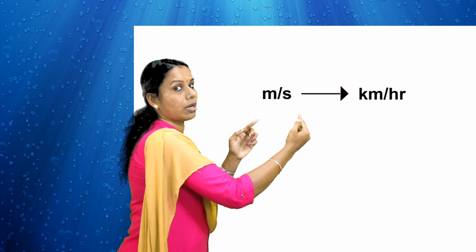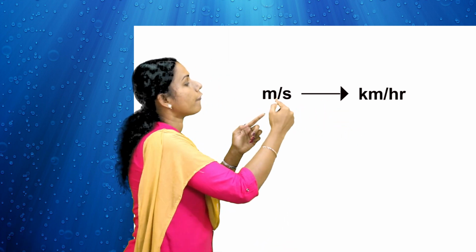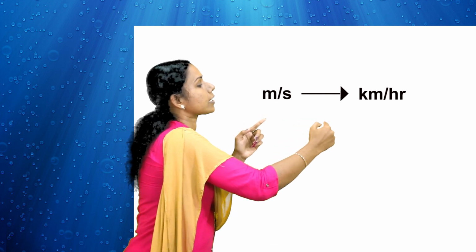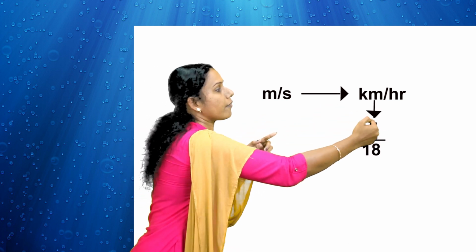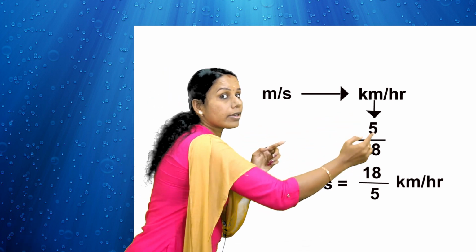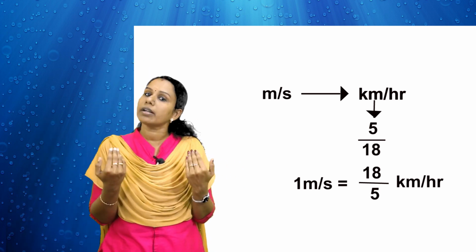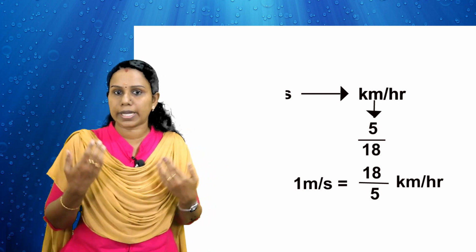Then conversely, how can we convert meter per second into kilometer per hour? We have 1 kilometer per hour is equal to 5 by 18 meter per second. Then 1 meter per second is equal to 18 by 5 kilometer per hour. We have to know the conversion, because both the units are normally seen in our numericals.